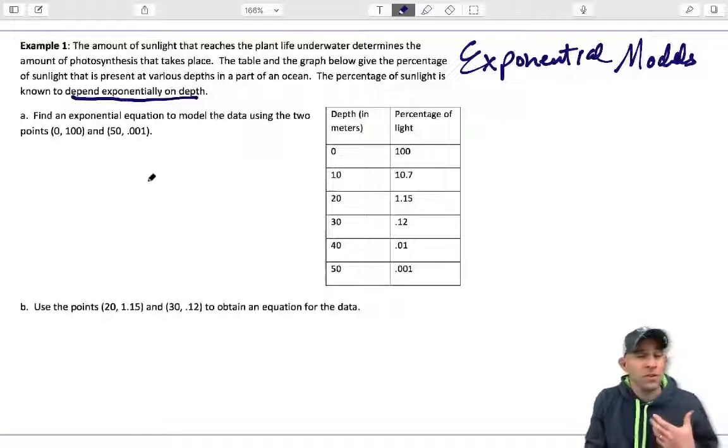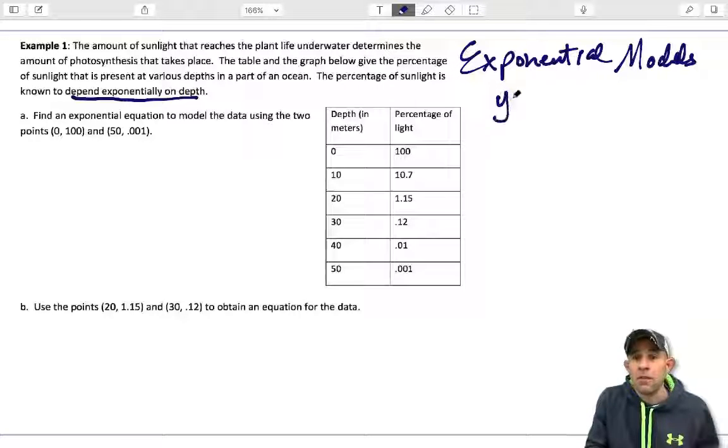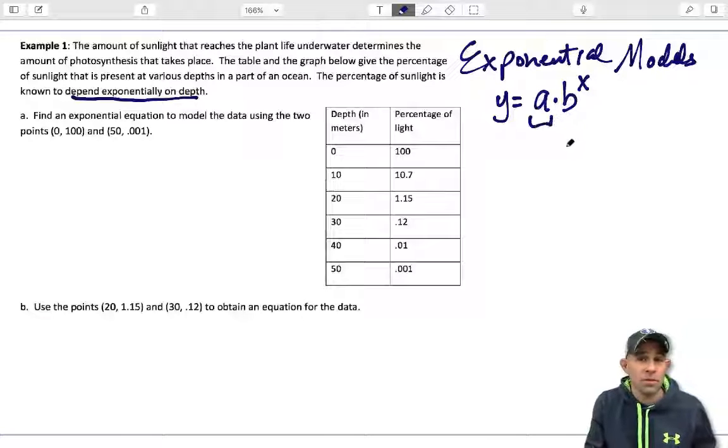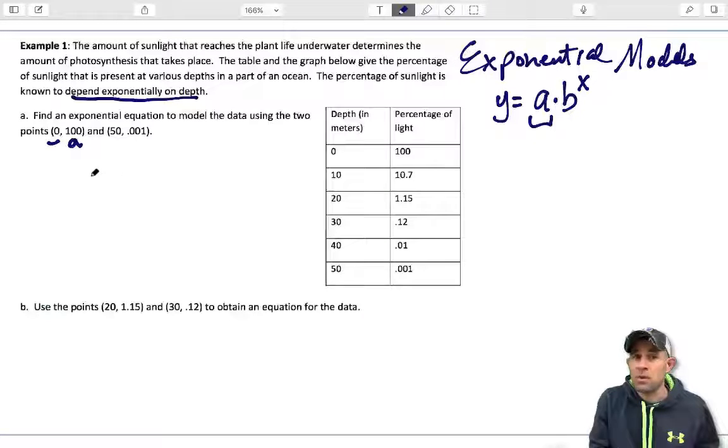All right, well, we're going to first start off by finding this exponential model by hand. Remember, our exponential equation takes on the form y equals a times b to the x. Now, a is our initial amount. That's actually when our x value takes on 0, and you can see that that's our first point here. So our initial amount is actually 100. So we already know y equals 100 times b to the x.